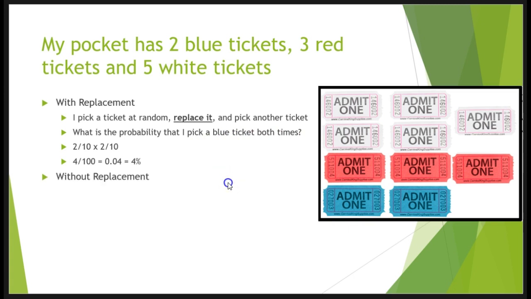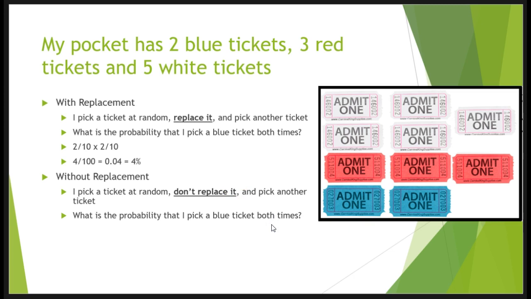Now let's look at without replacement. So I pick a ticket at random and I don't replace it. I don't put it back in my pocket and I pick another ticket. So what's the probability this time that I pick a blue ticket both times? So the first time I reach my hand in my pocket, there's 2 blue tickets out of 10 total tickets.